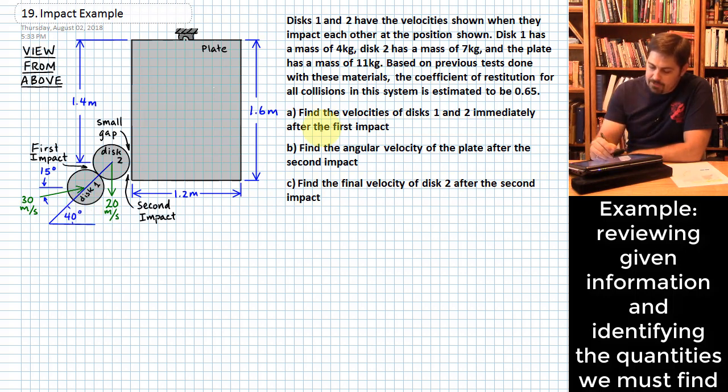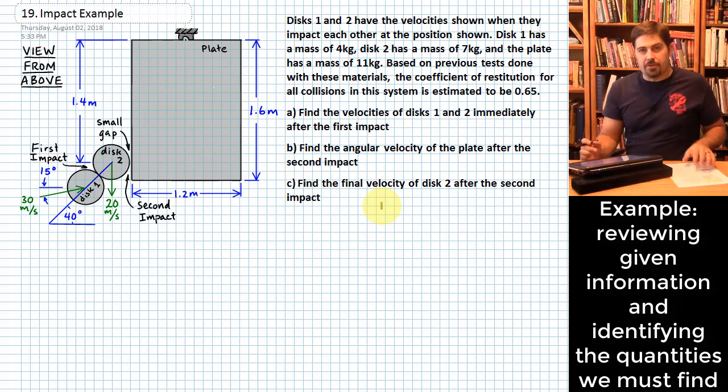What we need to do is find the velocities of disks 1 and 2 immediately after that first impact occurs. Okay. After that, we're going to go on and find what the angular velocity is of the plate after the second impact. So that basically happens right away after the first impact. Disk 2 then is going to run into the plate and give it some angular velocity. And then we're also going to figure out the final velocity of disk 2 after that second impact. Okay? All right, so here's what we need to do first.